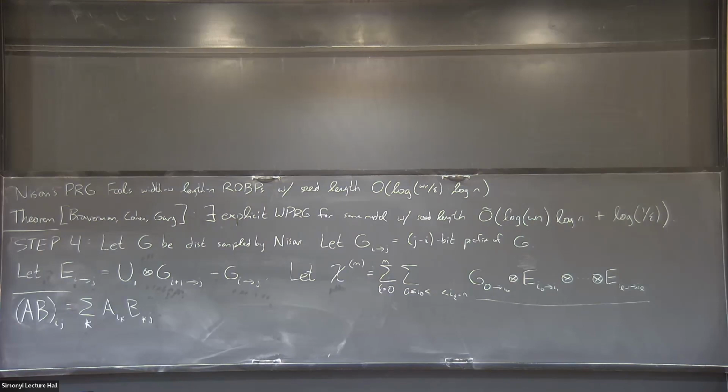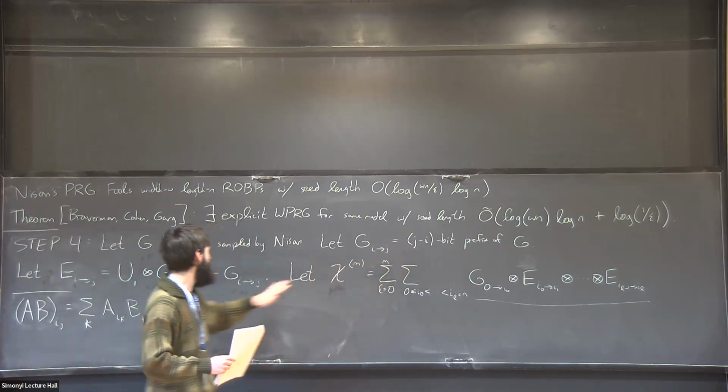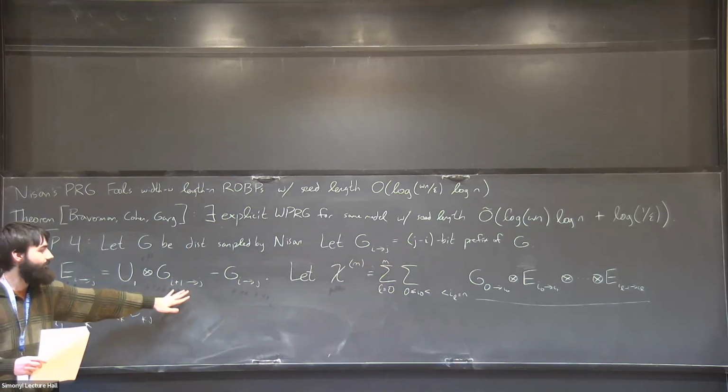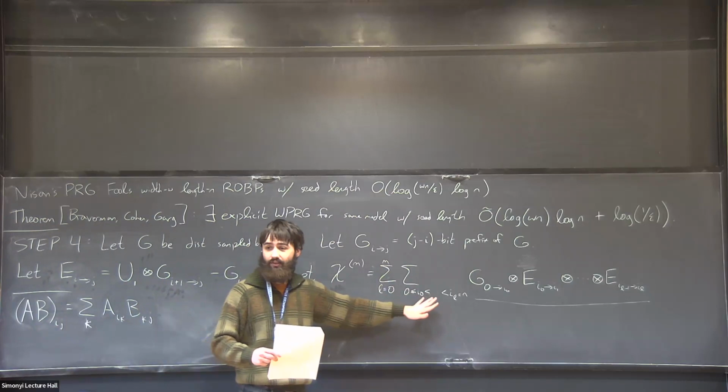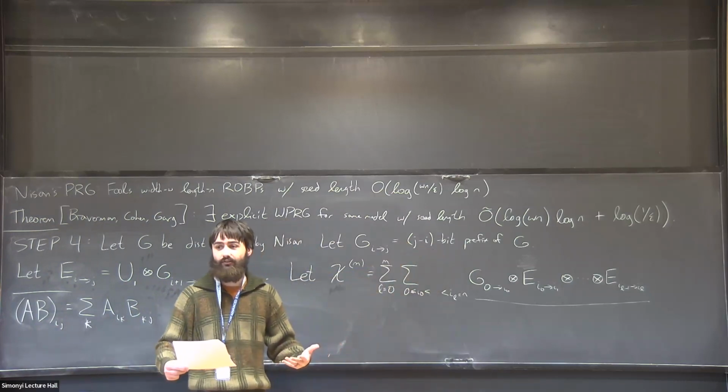No, and that's why I wanted to write this down, so that I can show you that I have nothing hidden up my sleeve. This definition right here, this step 4 stuff, I wrote this down without reference to the program at all. G_I to J is just based on Nissan's generator, and then this E thing is just based on the uniform distribution in Nissan's generator, and then this X thing we just sum. So none of this is specific to the program. Okay, so it really is a black box construction in the end.